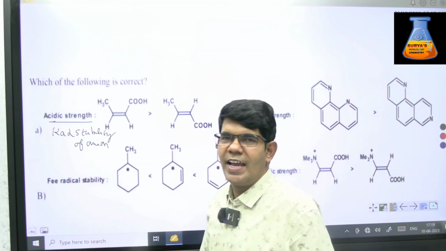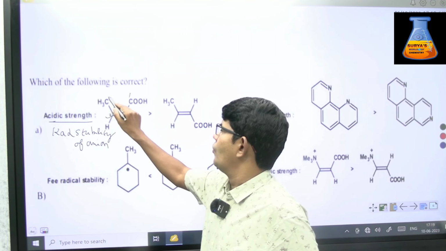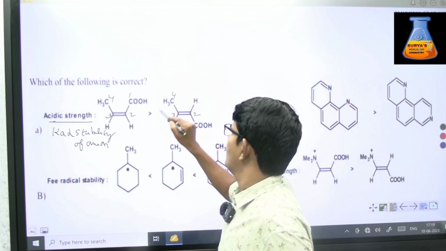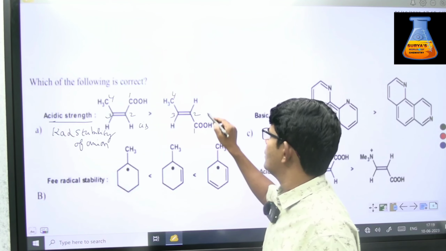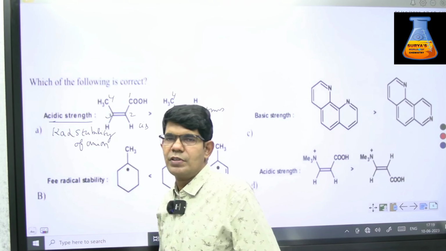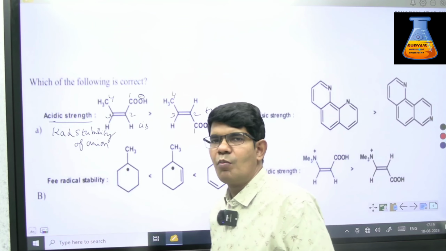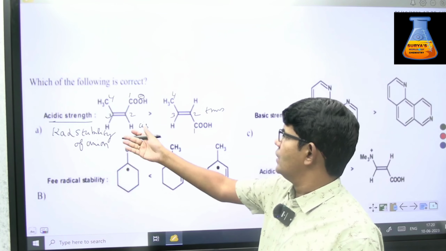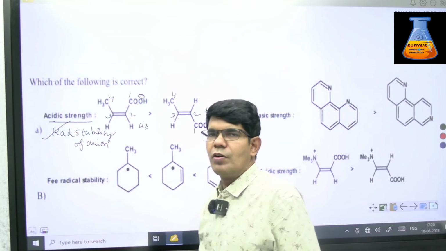It is based on anion stability. So we have 1, 2, 3, 4. Again we have 1, 2, 3, 4. So this is cis but-2-enoic acid, and this is trans but-2-enoic acid. Cis and trans are geometrical isomers. In this case, after releasing H plus ion, the corresponding carboxylate ion is more stable. When it is more stable, the acidic strength relation stands true. So the first option is correct.